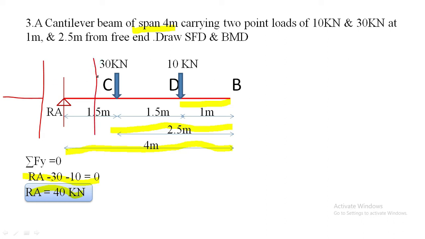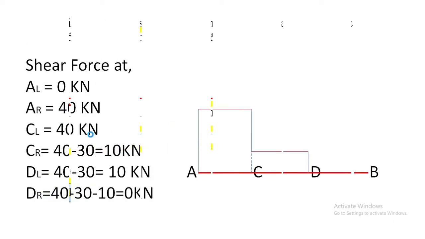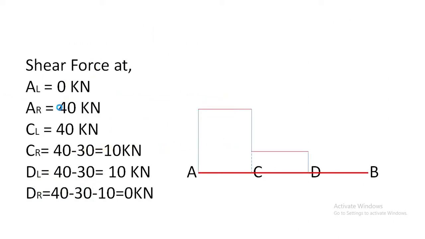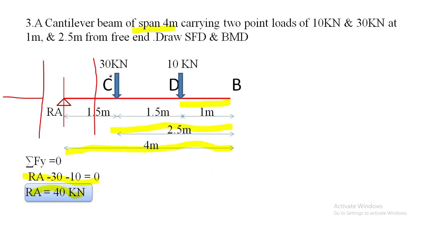Now look left of that section line, there is only the RA force, which is going in upward direction, so plus 40. Then C of left is also 40 kilonewton. This section line is drawn left of the C, at the same point. Looking left, there is only the RA force, so C of left is equal to 40 kilonewton. Then C of right is equal to 40 minus 30, which is 10 kilonewton. This section line is drawn right of the C. You should draw the line here.